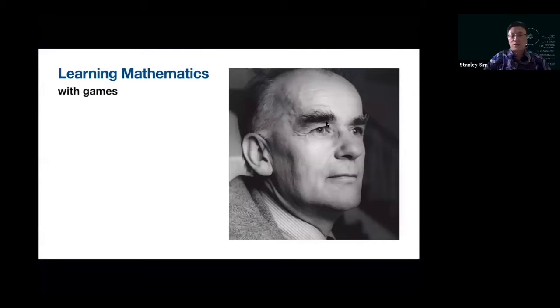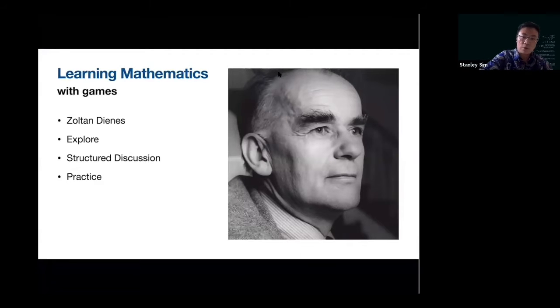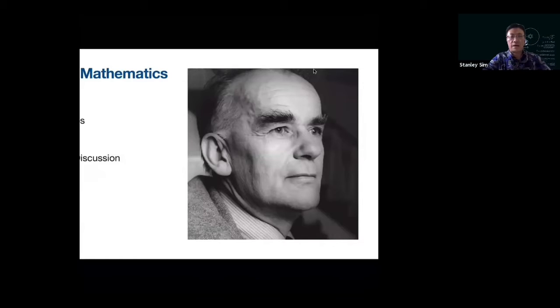First, I wonder, do you know who this guy is? Have you seen him before? His name is Dienes. He's a Hungarian mathematician. He was the one who said that if you give him a mathematical structure, he will turn it into a game. He believed that children, even at a very young age, can learn complicated mathematics if you make it fun and relevant for them.